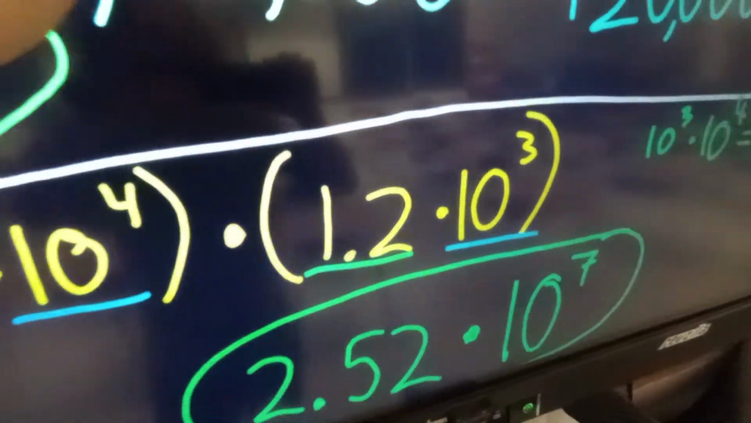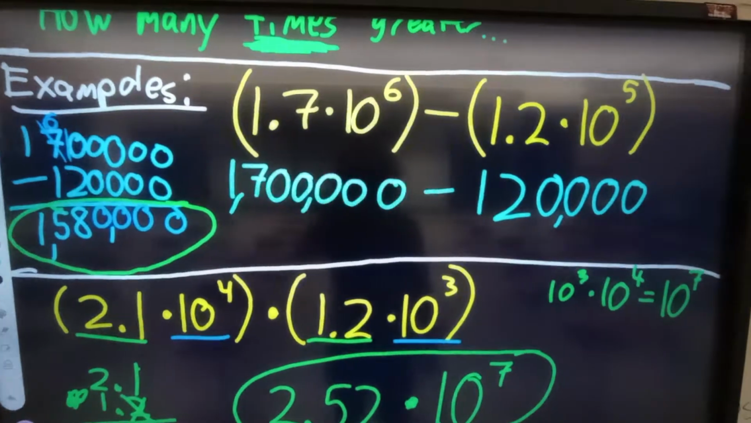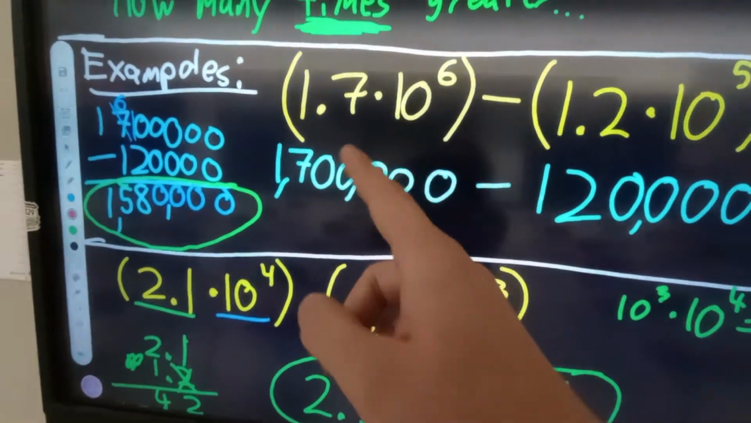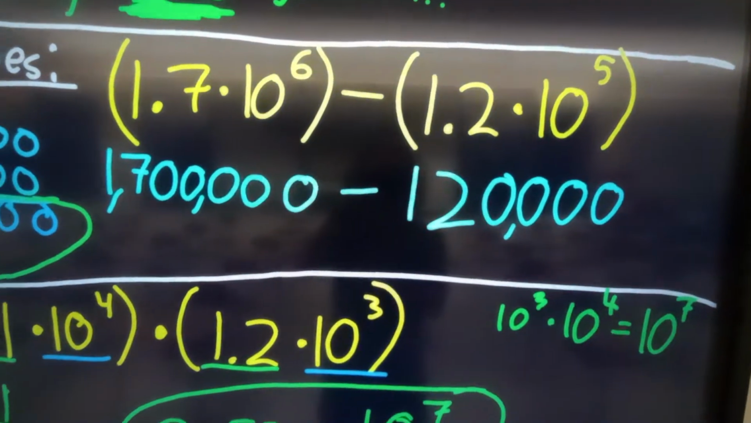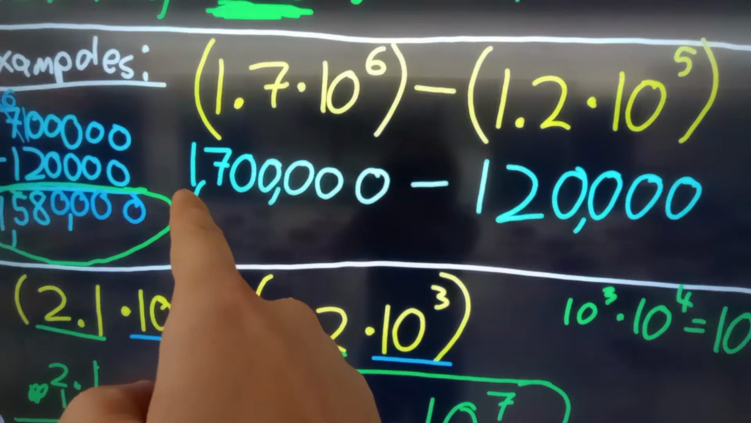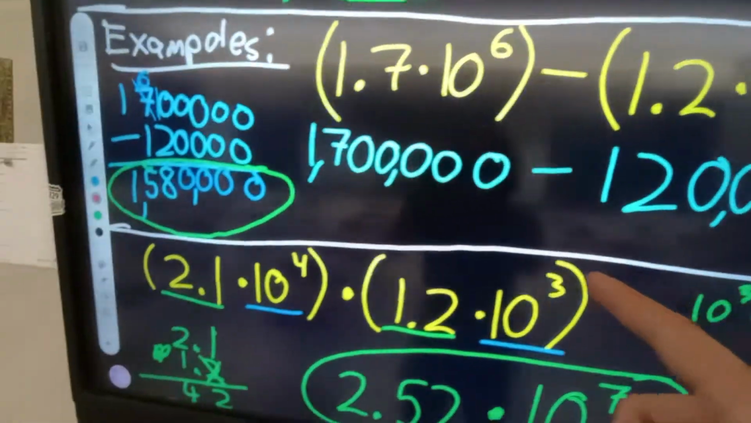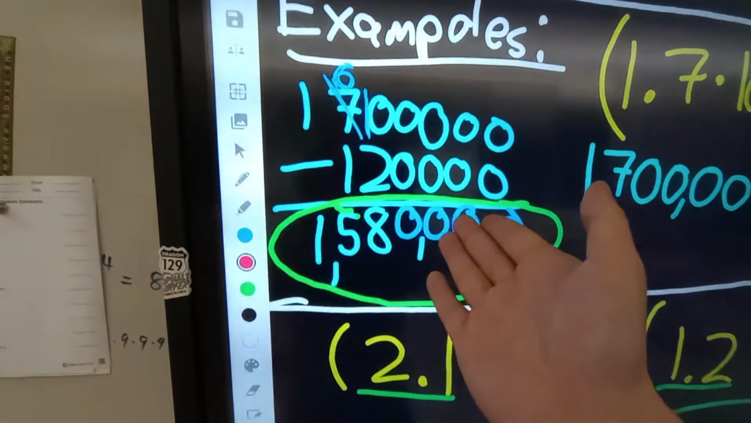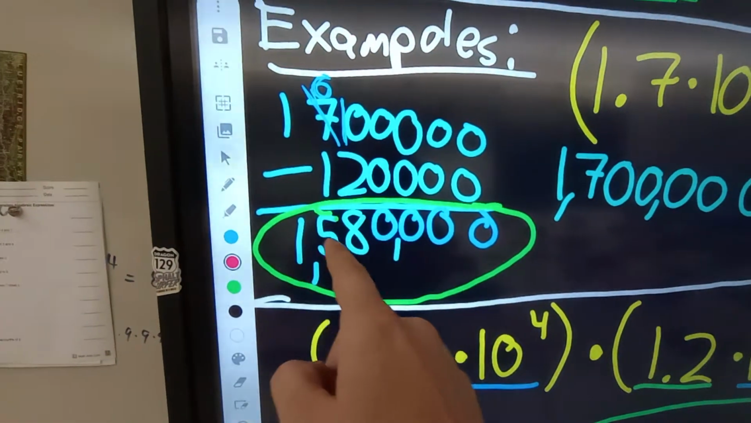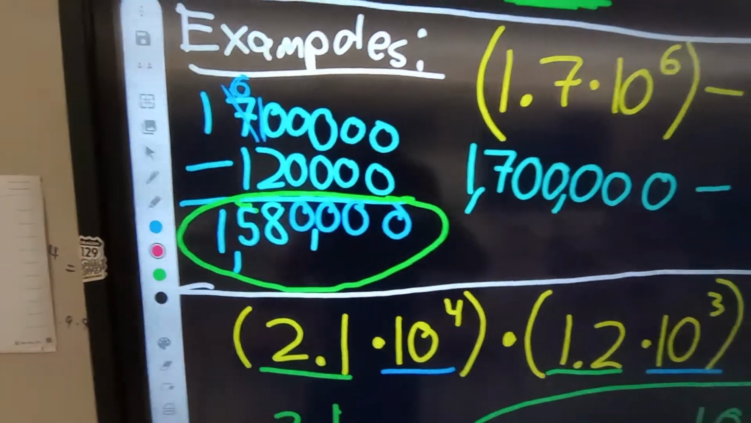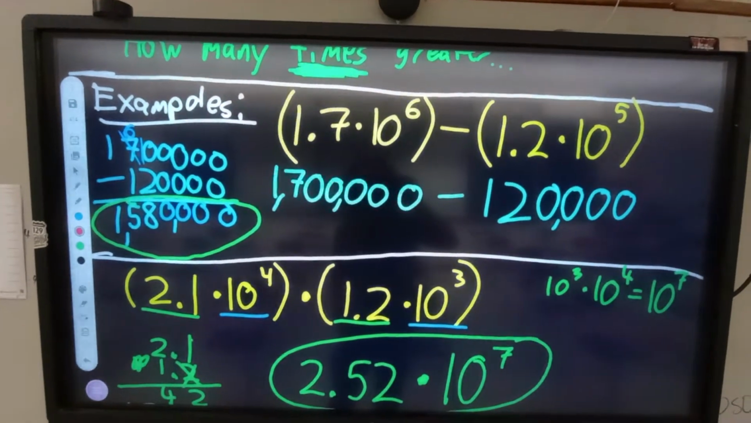So the first one up here at the top is subtracting your scientific notation. So we started with 1.7 times 10 to the sixth minus 1.2 times 10 to the fifth. That equals about 1,700,000 minus 120,000. And off to the side, we just set it up as a normal subtraction problem. We had to do a bit of borrowing, and we got our answer as 1,580,000. That's really all that's going to happen for those types of subtraction problems.